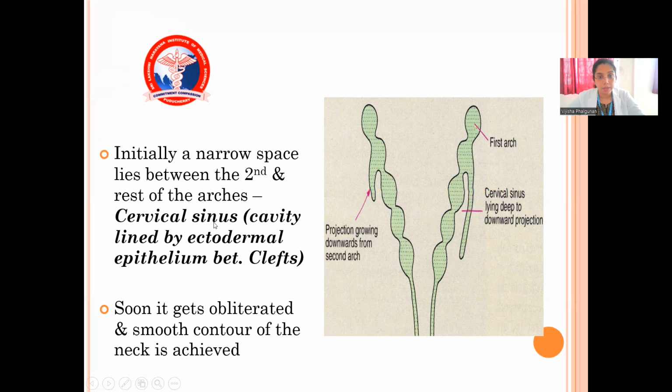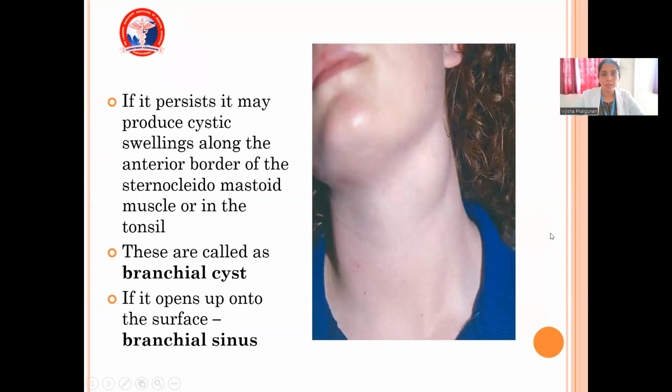This is called the cervical sinus. What is a cervical sinus? A cavity lined by ectodermal epithelium between the clefts. So if you see something interesting about the cervical sinus, it is a cavity here, lined inside and outside by the ectodermal layer. Soon it gets obliterated and the smooth contour of the neck is achieved.